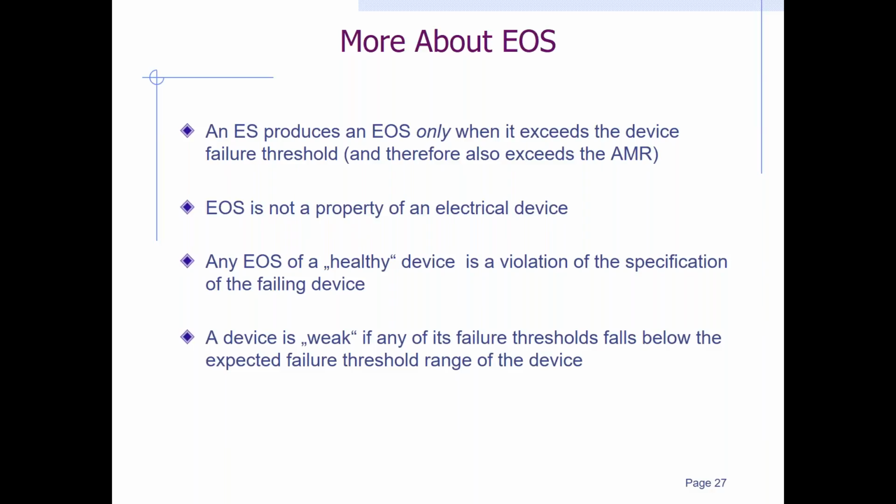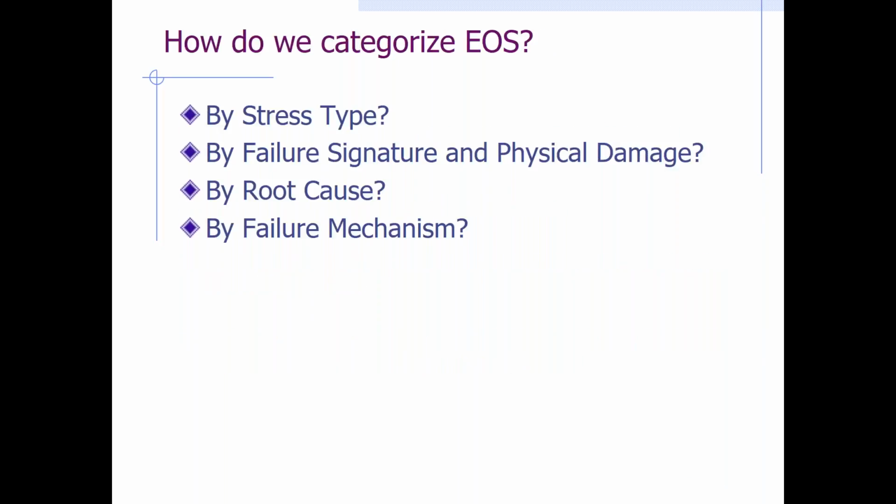So, an electrical stress produces an EOS only when it exceeds a device failure threshold, or the term we're really using for that is absolute maximum rating. EOS is not a property of a device, and an EOS of a healthy device is somewhere in there. There's got to be a violation of a spec. If you have a failure of a device below its threshold, then that was a weak device, and that means the root causes need to be looked for in a different direction. All right, next slide.